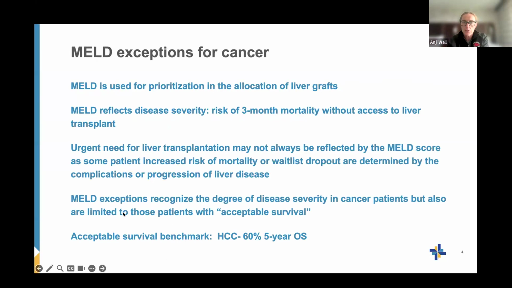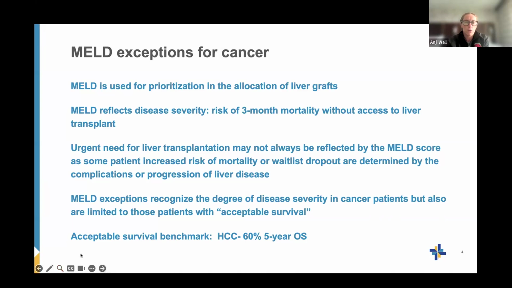So let's start by talking about the baseline MELD exception for cancer. MELD is, as we all know, used for the prioritization in the allocation of liver grafts, and it reflects disease severity, which is 3-month mortality without access to liver transplantation. And so this is an urgency criteria. This criteria is the urgent need for liver transplantation, but the issue with using urgency criteria is that the MELD score doesn't reflect different types of urgency.